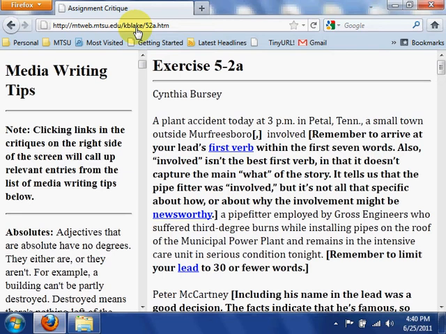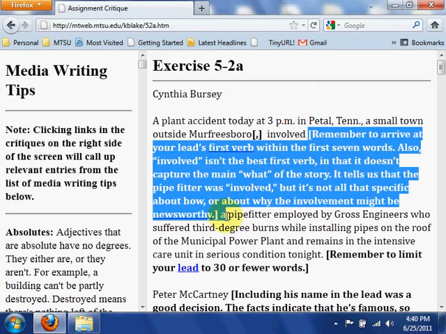A typical digital writing critique gives a student at least 4 different ways to receive feedback on his or her writing. One way is to look for comments that have been inserted into the critique by the student's professor. These comments typically are boldface and appear between brackets, so they're pretty easy for the student to pick out.